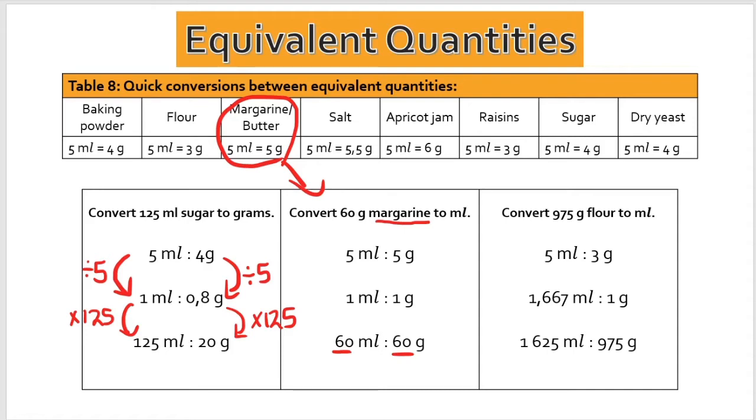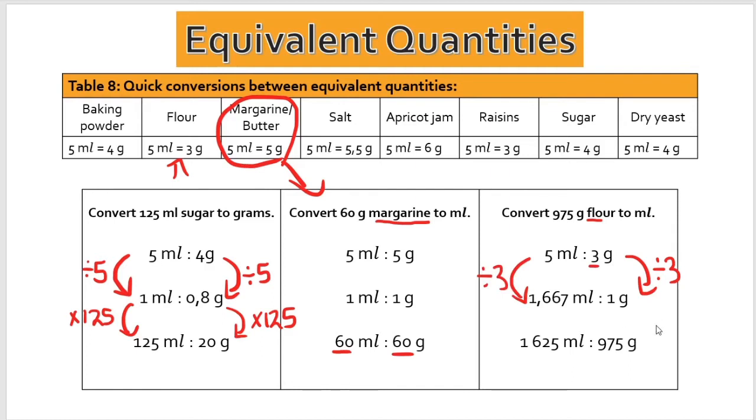My next example, convert 975 grams to milliliters. And we are working with flour. So now I'm looking at this one. 5 milliliters is to 3 grams. So we're going to do exactly the same what we did for the first one. However, now instead of going from milliliters to grams, we're going from grams to milliliters, which means we're working on the gram side. So first, I'm going to divide by 3. How do I know I need to divide by 3? Because I have 3 grams. So we divide by 3 on both sides.